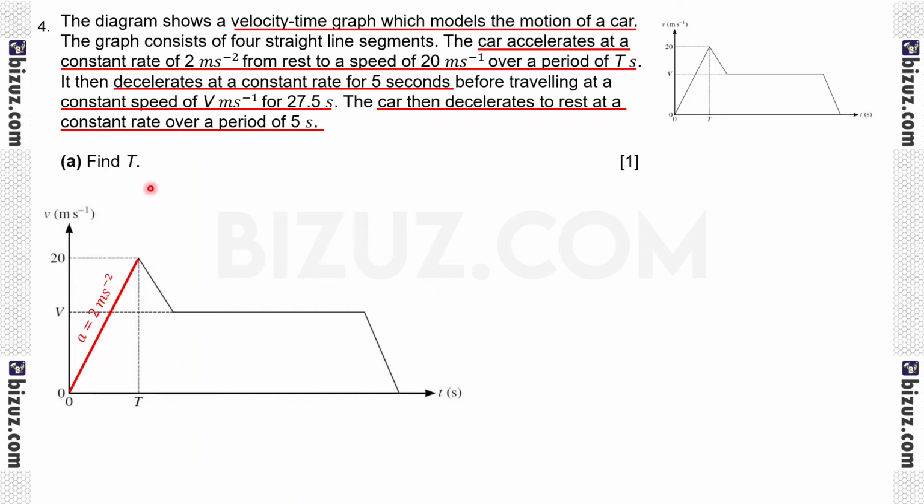Now we are asked to find t. Now we know the acceleration, we know the final velocity, we know the initial velocity. So we can simply use the formula for acceleration. So acceleration equals final velocity minus initial velocity by the time taken. That can be derived from the equation v equals u plus at. Here t is the time taken, u is the initial velocity, v is the final velocity, and a is the acceleration. So now we are asked to find the t, so we can write.